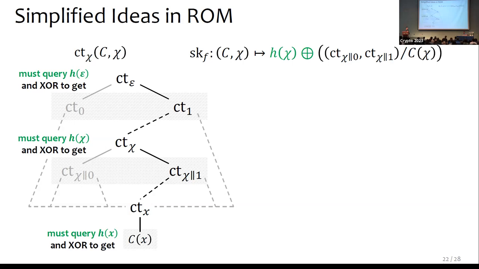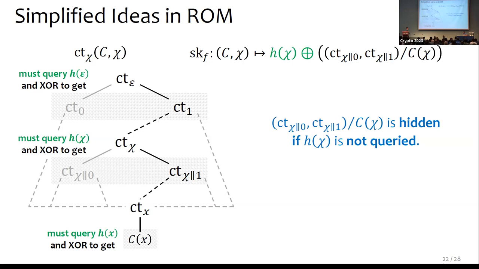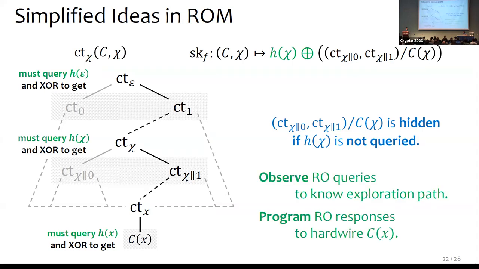And the invariant that we keep along this design is that if you do not query some point in the random oracle, then the decryption result is hidden. And using this, we can, in the simulation, observe where the adversary queries the oracle to learn its exploration path and then also program the random oracle responses in order to do the simulation.